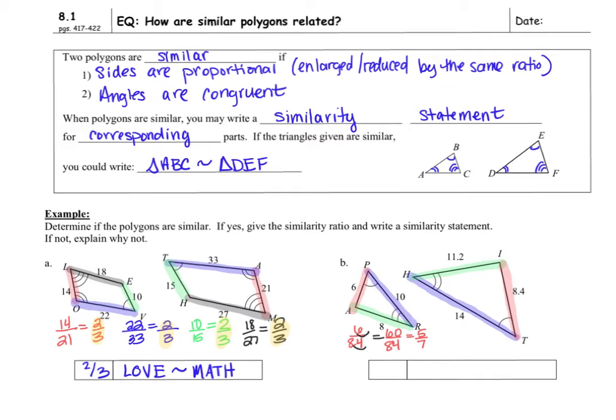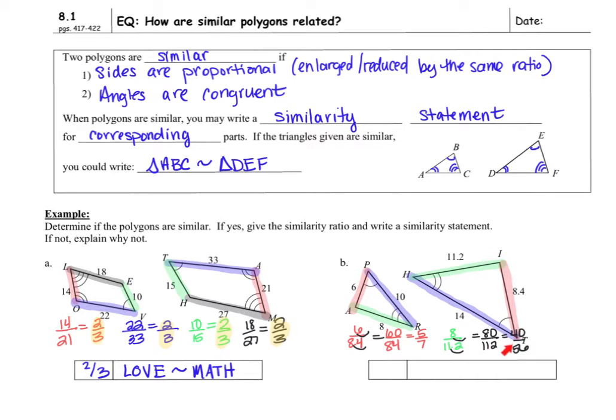Let's do another side. Let's move to the green side. So we have 8 over 11.2. Again, if I want to get rid of this decimal, I'm just going to multiply by 10, which moves the decimal over to the right one time. And now we're going to simplify 80 over 112. If you have trouble simplifying, notice that they both end in an even number. So you can divide by 2, which is going to be 40 over 56.